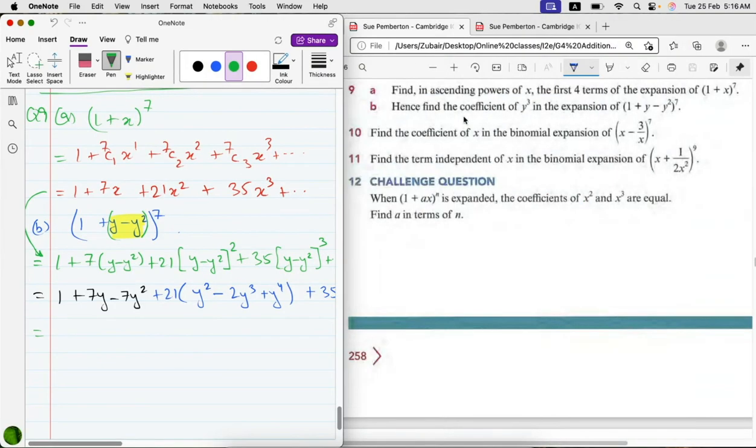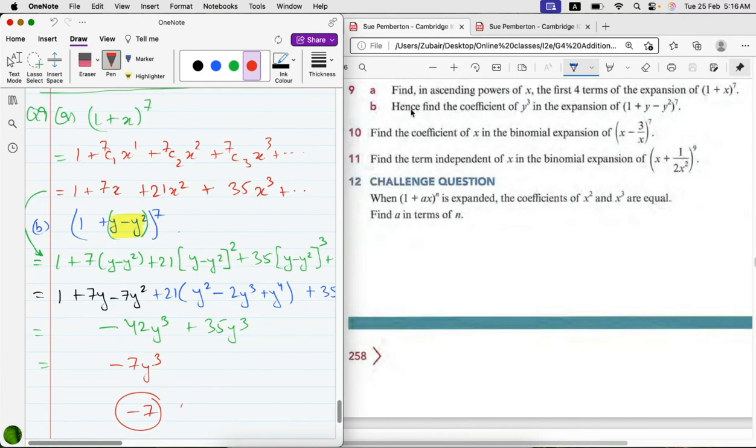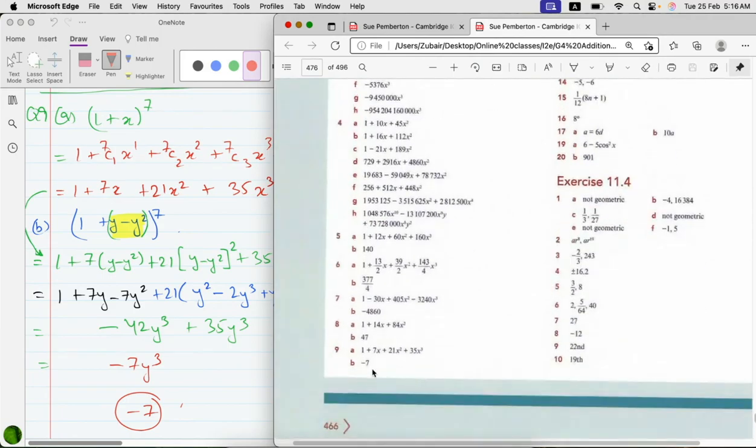And what was the requirement? Find the coefficient of y cubed in the expansion. So 1 and 7y, 7y squared could be left out, 21 into y squared could be left out. 21 into 2 is minus 42y cubed, y^4 is left out, 35y cubed. So 35 and 42, the difference is minus 7. This was 9b, minus 7.